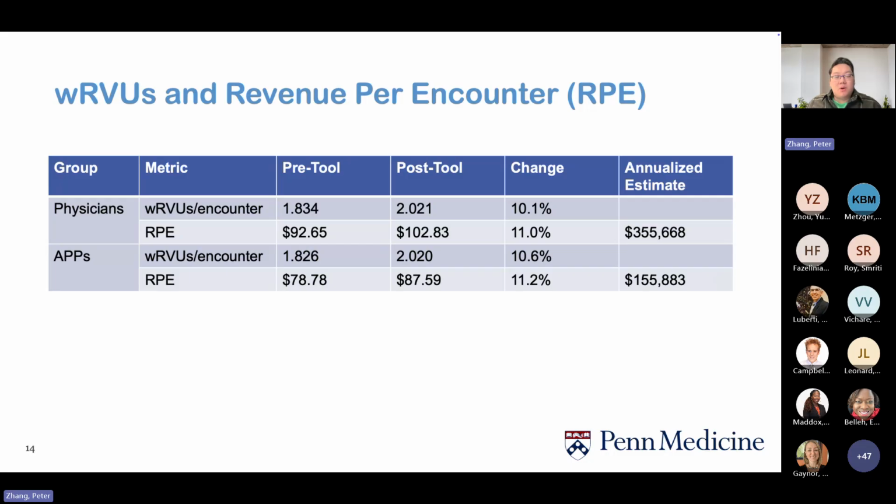So as you can see, both the physician and APP groups had increases of about 10 to 11% in RVUs and revenue per encounter. And then when we extrapolated our new revenue per encounter for the full year, we have an estimated total of about $500,000 in additional professional fees that were recovered because of our tools. Now, of course, there are a lot of other factors that go into hospital revenue and reimbursement besides professional fees, but with this project, we demonstrated a clear increase in recovering these previously lost professional fees.